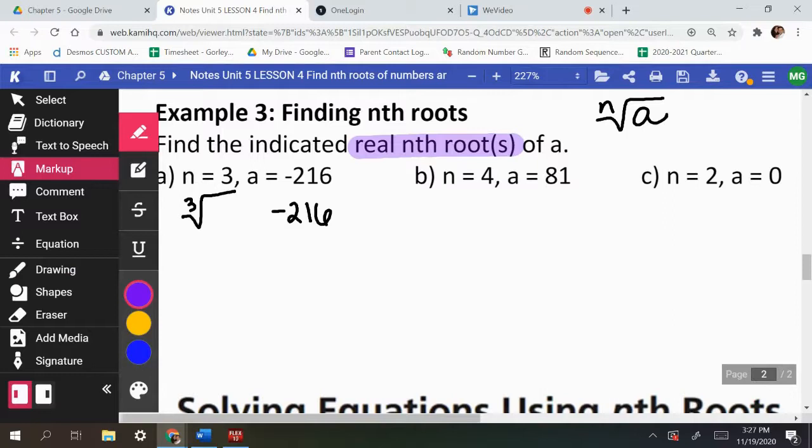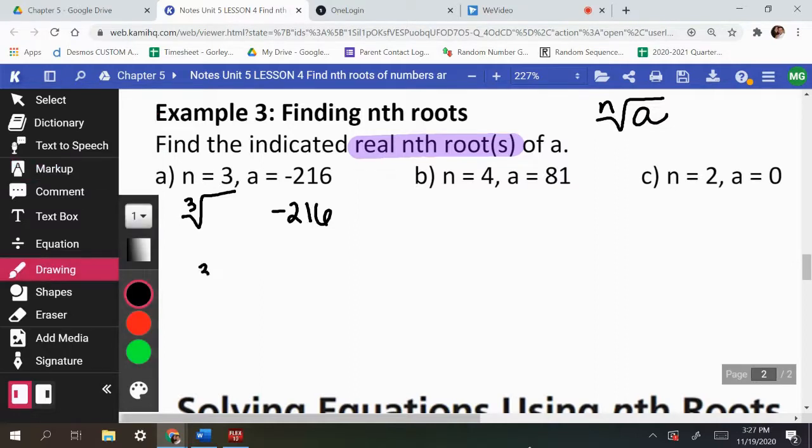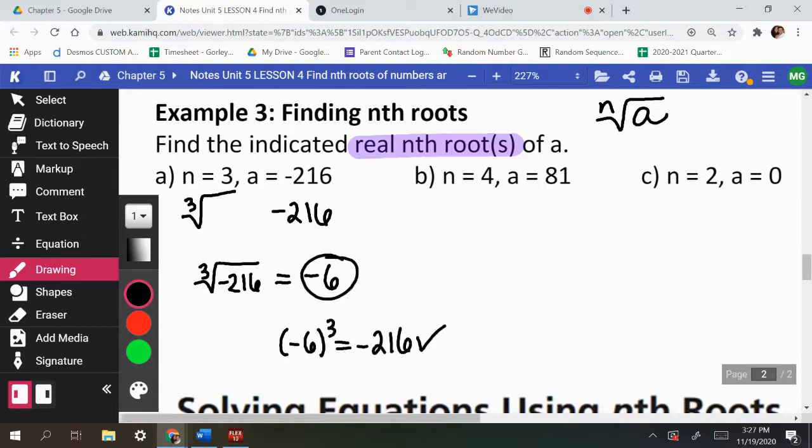The question's asking us to find the indicated real nth roots. We're not given the radical symbol, so it's possible that we could have more than one answer. If I've got the cube root of -216, that's going to be what? I'm just thinking about what times itself 3 times gets me to 216, and that would be 6. To get -216, I'd have to use -6, right? -6 cubed would be -216. So that would be it.